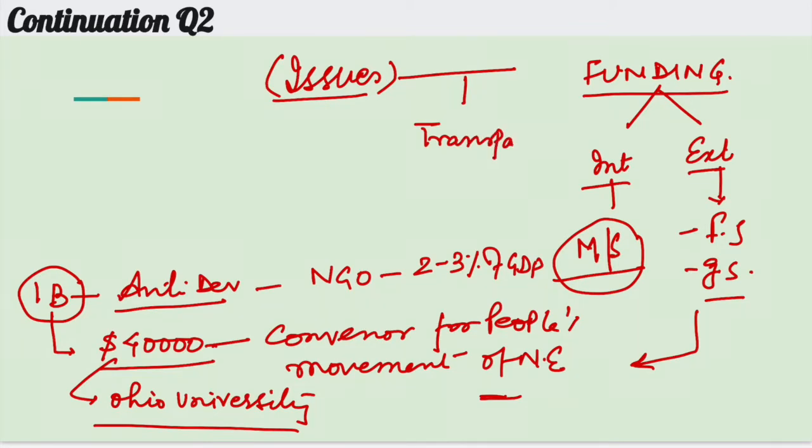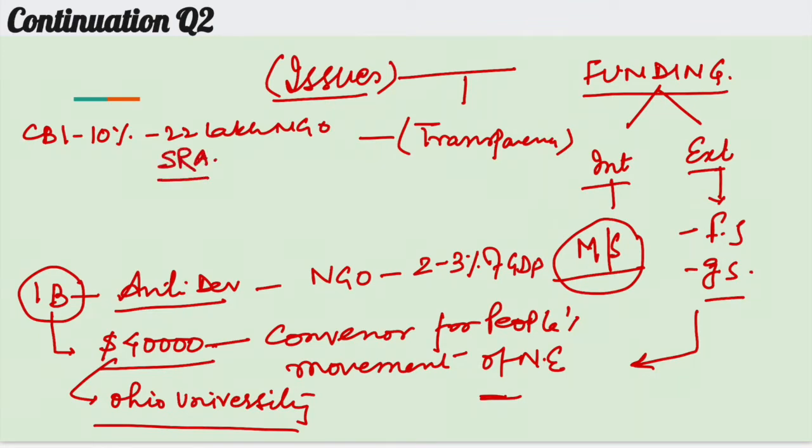Second issue is with respect to transparency. Again, it has been highlighted by CBI that around 10% of the 22 lakh NGOs registered under the Societies Registration Act have not filed their income return and do not maintain the balance sheet. This is the thing which you can mention, highlighting the lack of transparency in the functioning of NGOs.